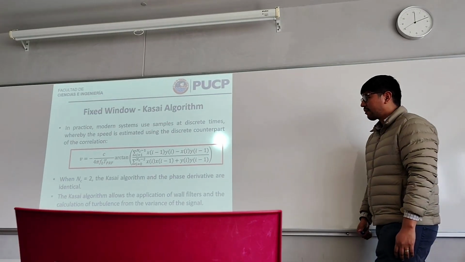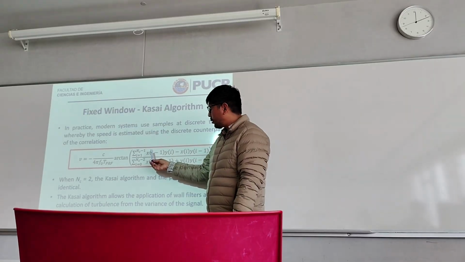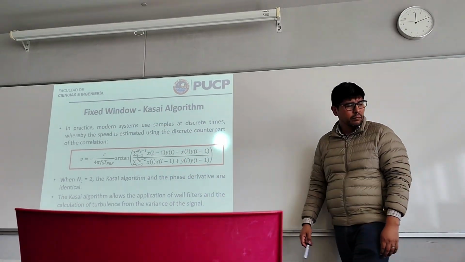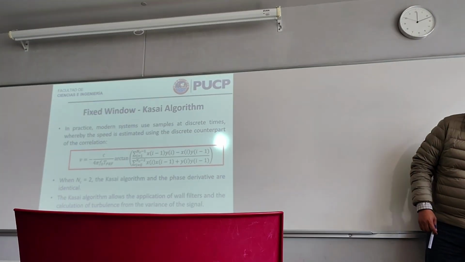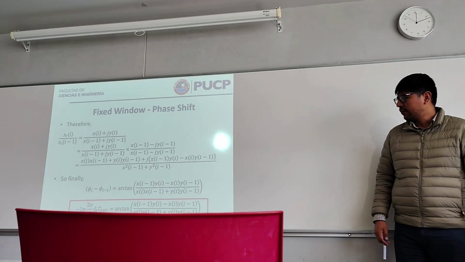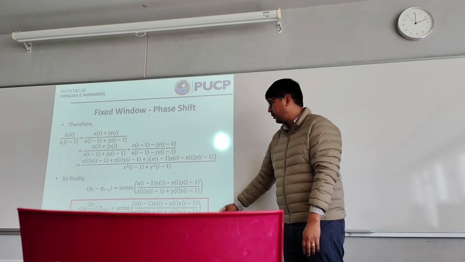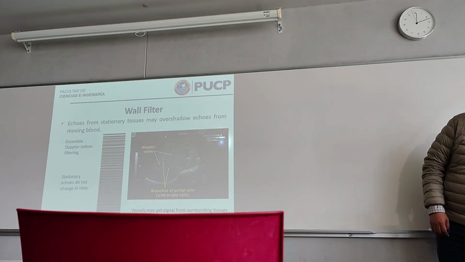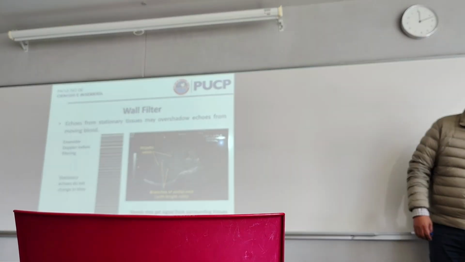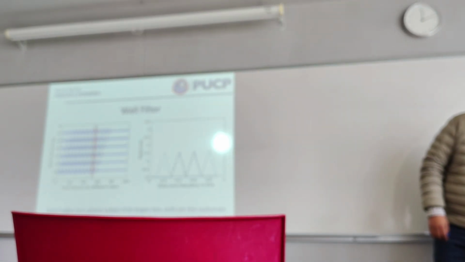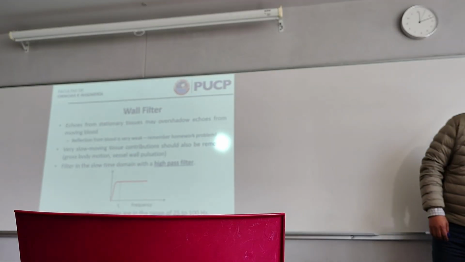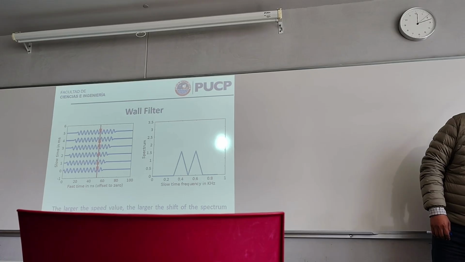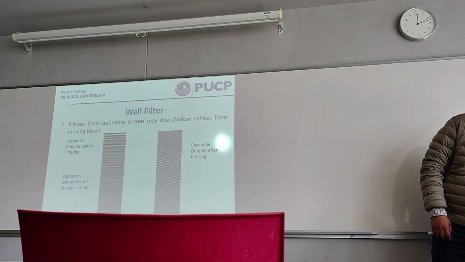The simple case of the Kasai algorithm is when we use only two samples in the slow time, and we go back to the phase derivative, to this kind of expression. I think we talked a little bit about this too, right? Oh, the wall filter, I think.